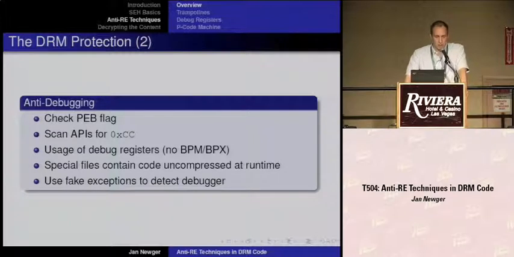Okay, for anti-debugging, we have some very basic checks. That is the very common PEB flag check or scanning APIs for interrupt opcodes. And in addition, you have special files containing code which is uncompressed at runtime, and this again is nothing very fancy because this has been around for some years. But on the other hand, the usage of debug registers actually is a little bit harder to overcome, which we will see in a few seconds. And finally, the system also uses fake exceptions to detect a possibly attached debugger.